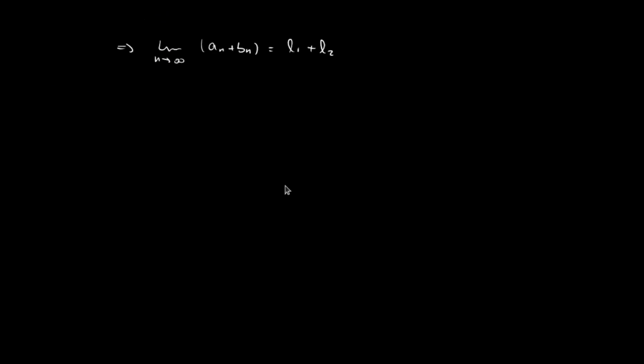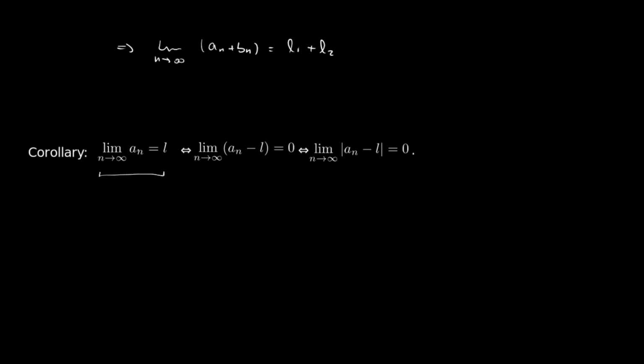Now from this we get a corollary. This corollary works as another definition of a limit. So we know the definition of when the limit of a sub n is equal to L. But with the theorem we just proved, you can see that it's the same as saying that the limit of a sub n minus L is 0.